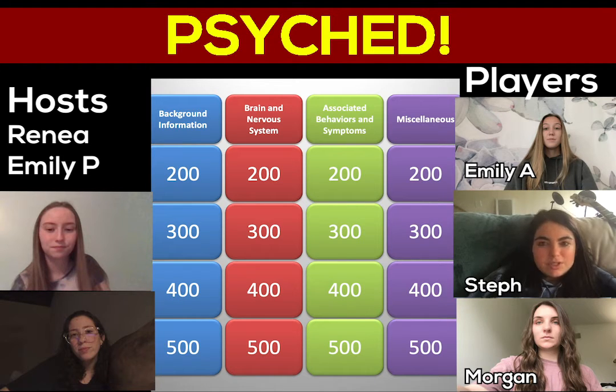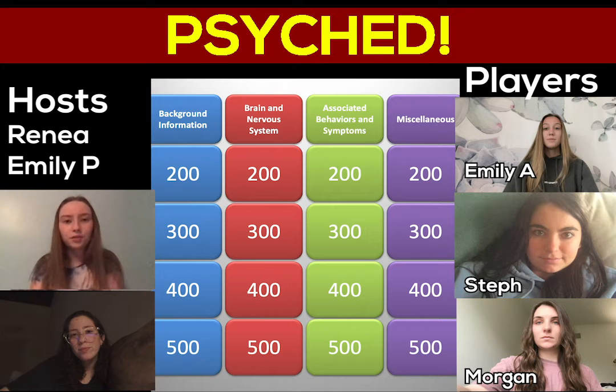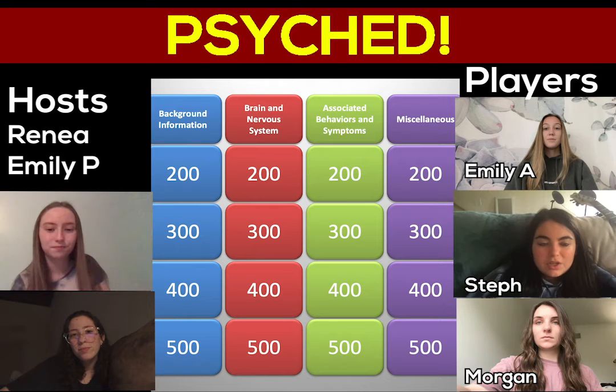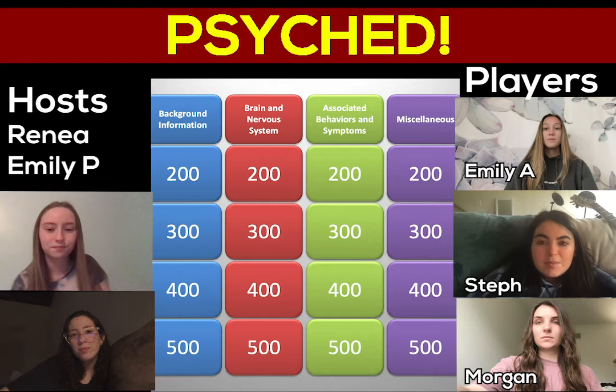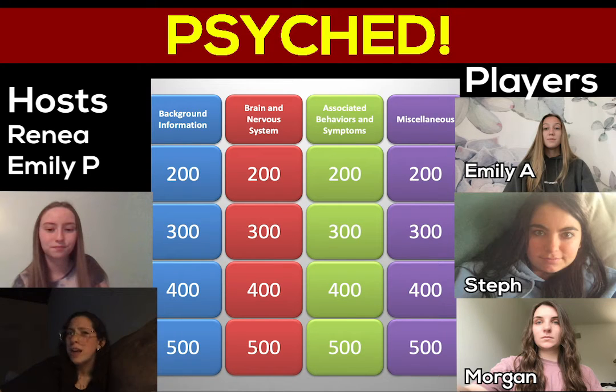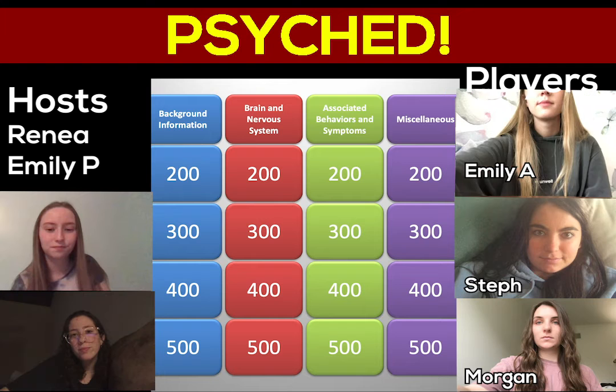Miscellaneous for 200, please. There are numerous factors that are correlated with the prevalence of MS. Name 2. Gender and distance from the equator are both correlated with the prevalence of MS. That's correct. Women are 3 times more likely than men to be diagnosed with MS, and those who live farther away from the equator. Choose another category.